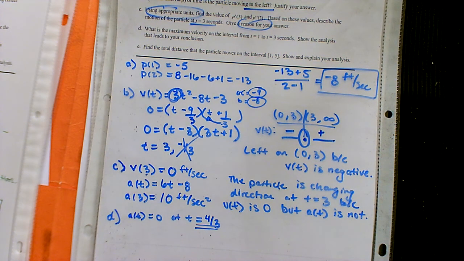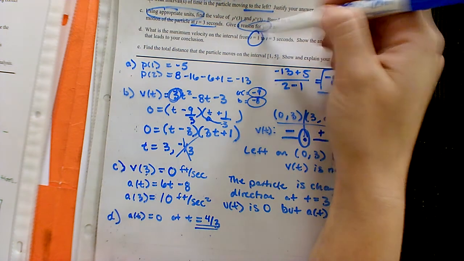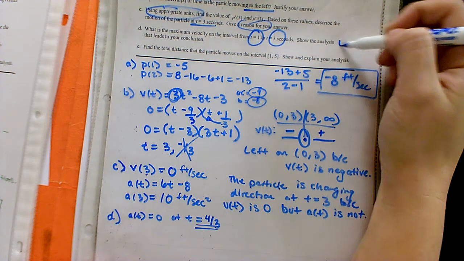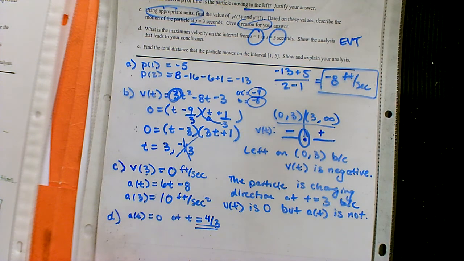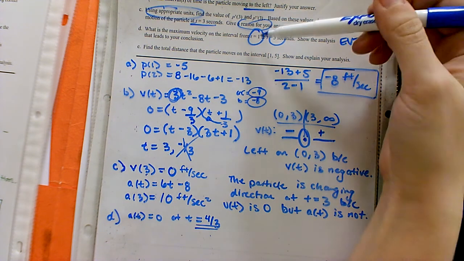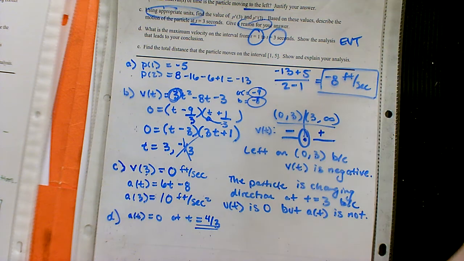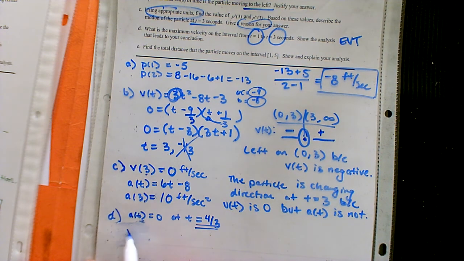But where can an absolute max also happen? In this case, 1 and 3. It can happen at the endpoints. This is kind of our extreme value theorem. You're guaranteed to have a maximum at an endpoint or a critical point. So these are the endpoints. Here's our critical point. We're going to go ahead and test those in our velocity function. We'll do v of 1, v of 3, and v of 4/3.